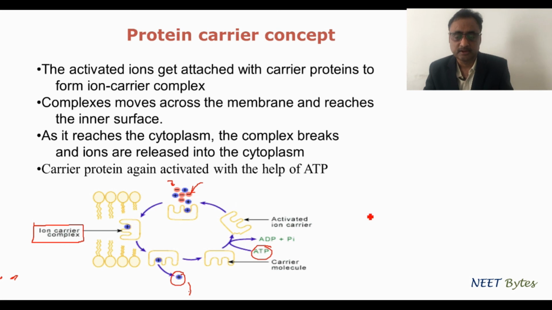Okay. Now, which carrier protein is the most abundant one? The most abundant carrier protein is what we call lecithin. Lecithin is the most abundant carrier protein that is observed in the majority of cases. Right?